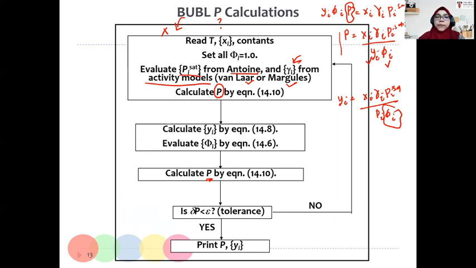And then we obtain the delta P from the first calculated to the next calculated value. If it is higher than the tolerance, we proceed with the iteration. Otherwise, we may finalize the value of pressure and also the composition in the vapor phase.